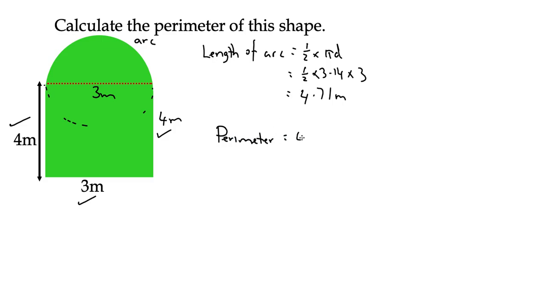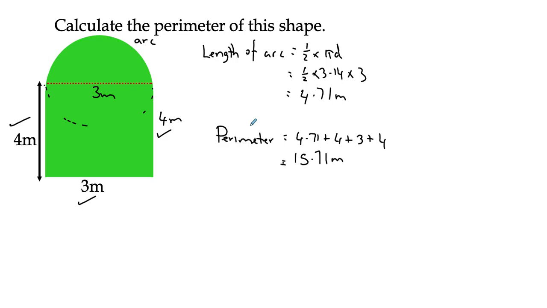is going to be the length of the arc plus 4 plus 3 plus another 4. What does that give me? 4, 4 and 4 is 12, plus 3 is 15. 15.71 meters, and that's the perimeter. I put my words in to explain the different calculations, and I believe that my whole working can tell the story properly.